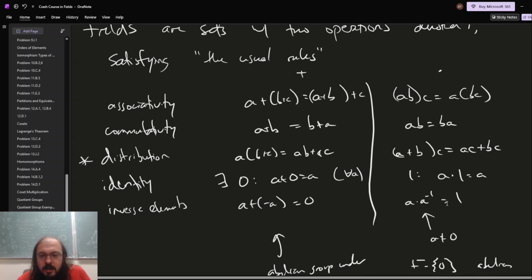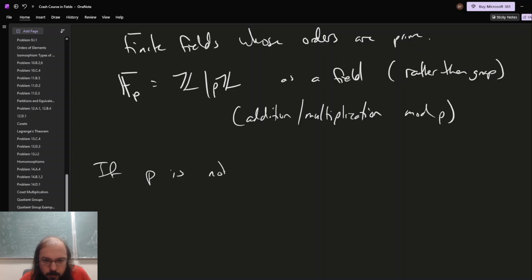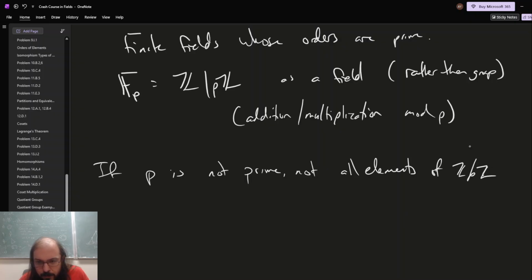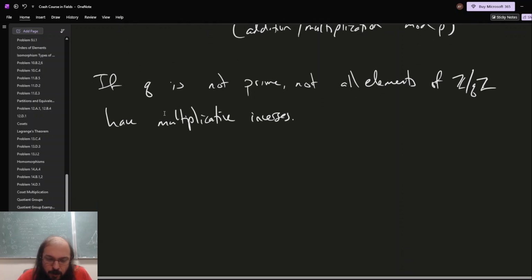But for me, the only one that really stands out as not obvious is this one, because it's not true in general. So if p is not prime, not all elements of Z mod pZ. Maybe I should change it, because that's confusing. How about if q is not prime, not all elements of Z mod qZ have multiplicative inverses. And so I should show you that, and then I should explain why it's true for prime numbers. And then I think that'll be enough for our first video.